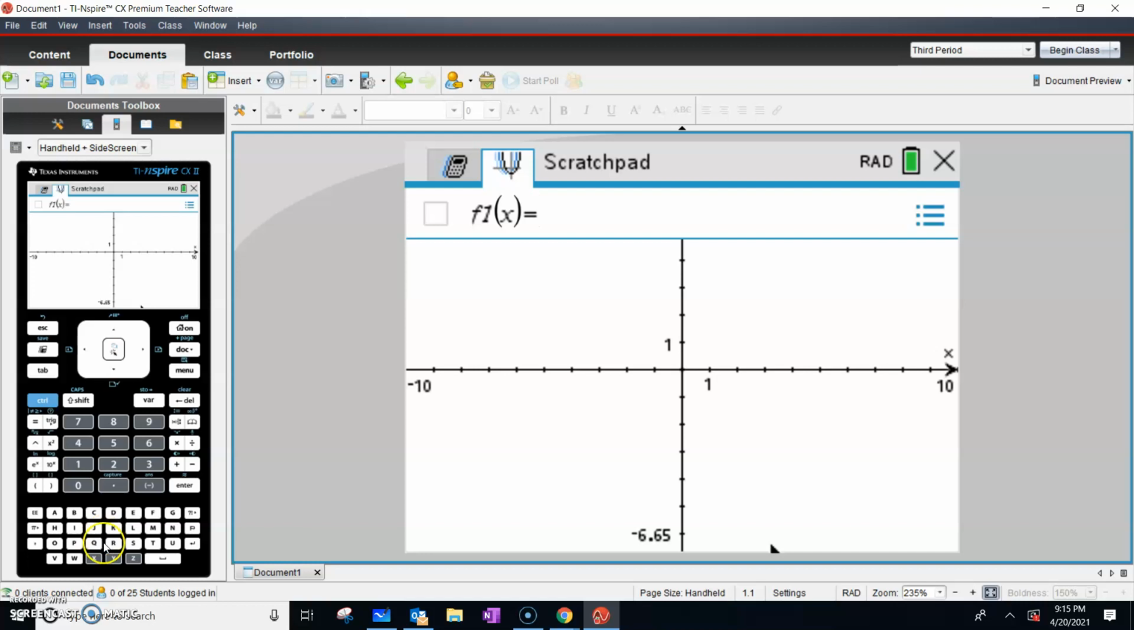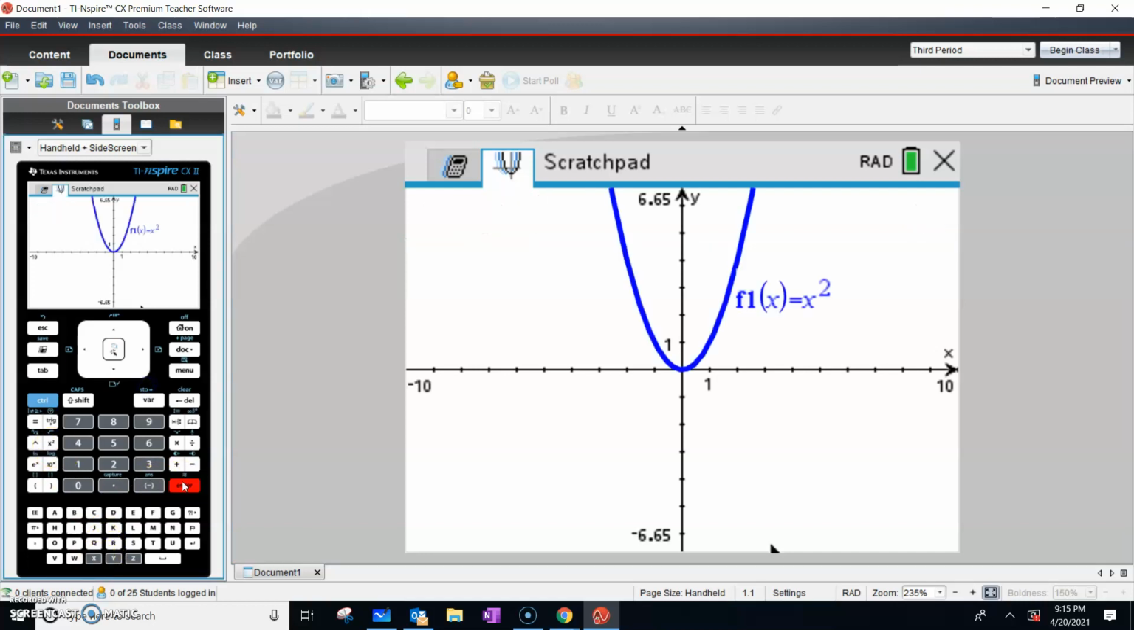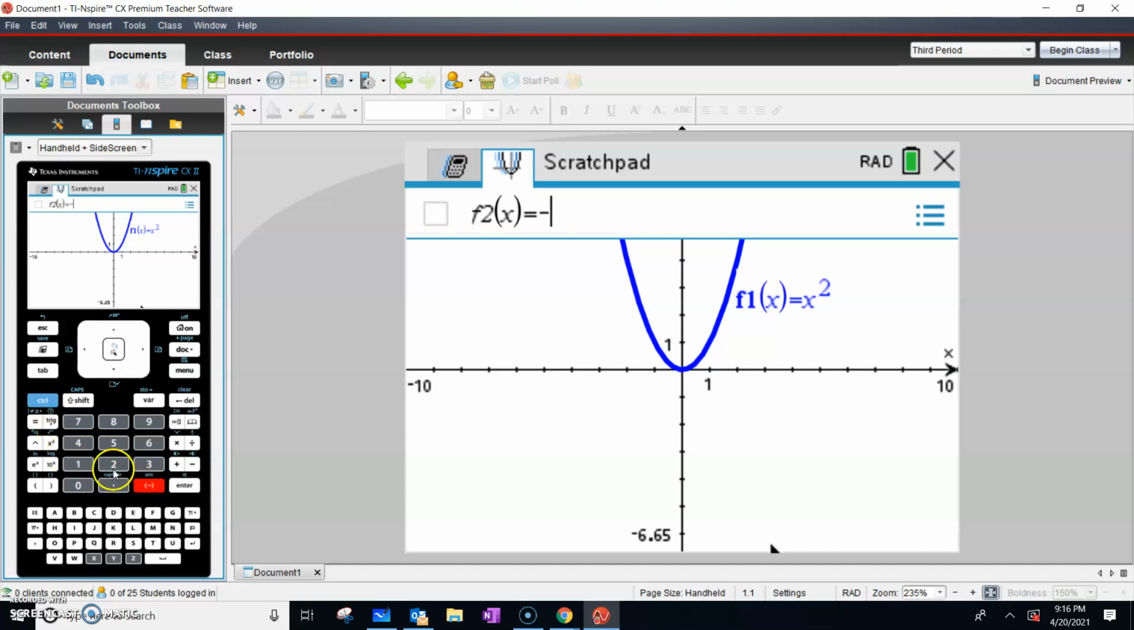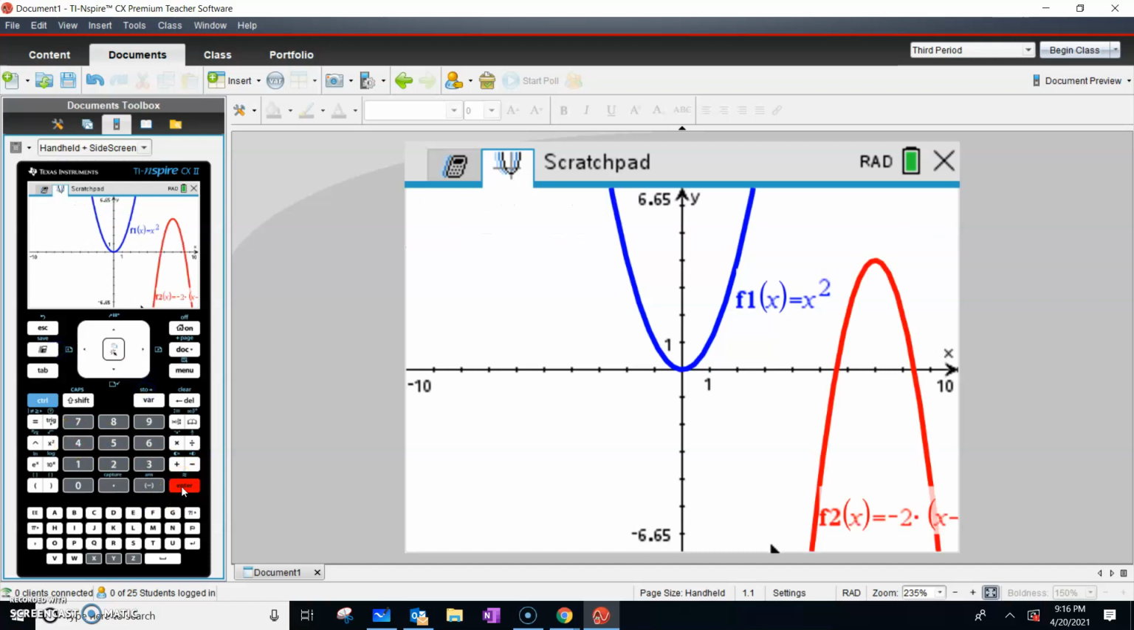And they started off with the parent function. So I'm going to put that parent function in first, like so. Then I'm going to press tab so I can enter in another function. Okay, so I'm going to type in -2 times (x minus 7), just the way it appears on the paper, close parentheses, squared, plus 4.